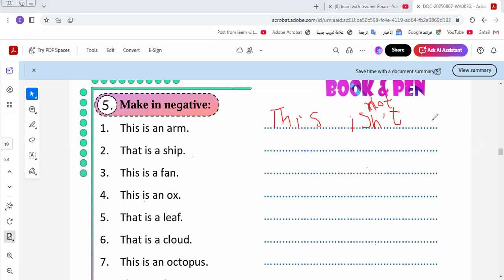Both are correct. This isn't an R. I answer some of them, and I will leave the rest for you to do by yourself as homework. I show you two or three questions, and I leave the rest for you to do as practice. You must make an effort to be clever. That isn't a ship.